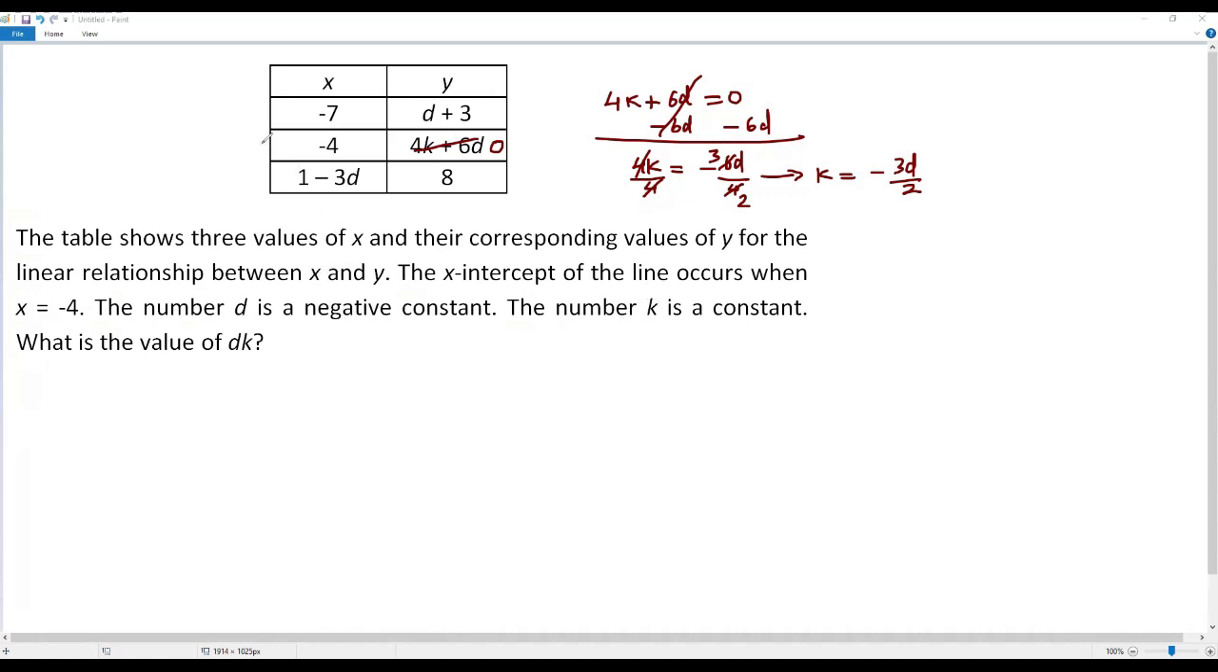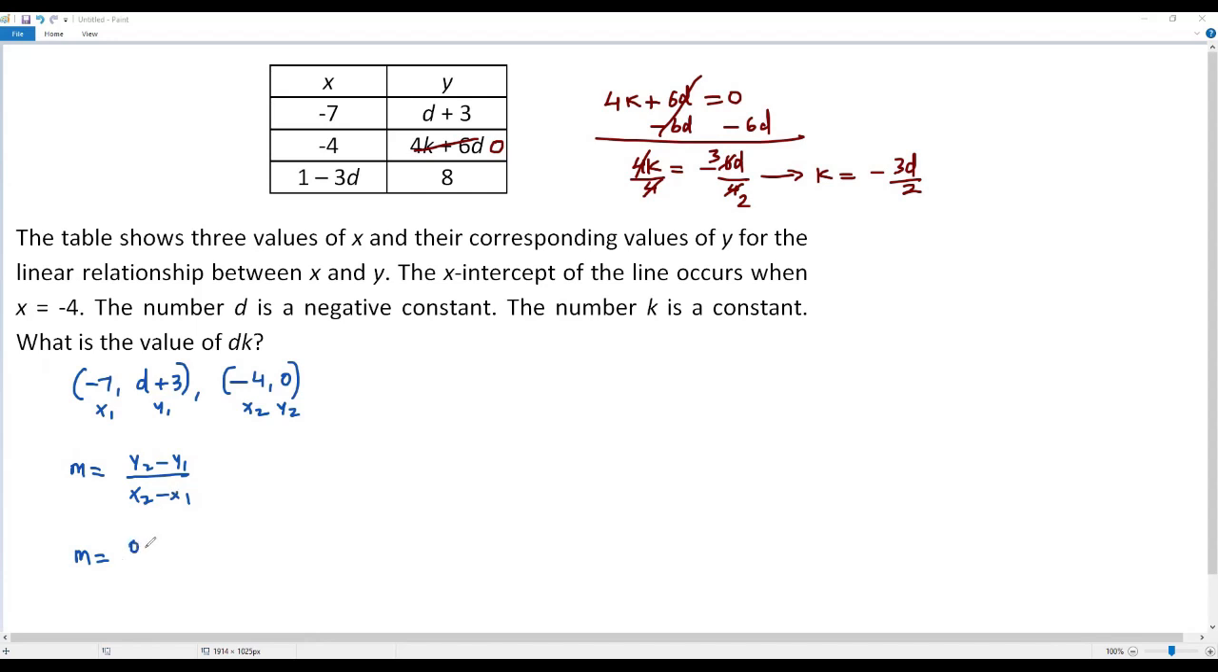Okay, now let me get the slope of the line using the first 2 points in the table. Let me write the first 2 points: (-7, d + 3), and the second point is (-4, 0). I take the first point as (x1, y1) and the second point as (x2, y2). When we have 2 points on a line, there is a formula to get the slope. That is m equals (y2 - y1) divided by (x2 - x1). Now let me plug in the values over here.